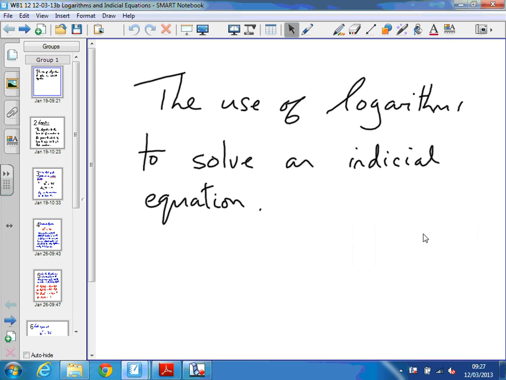So what we want to look at then is the use of logarithms. That's the basic thing we need to look at to solve what's called an indicial equation.